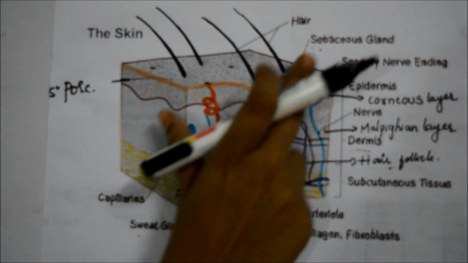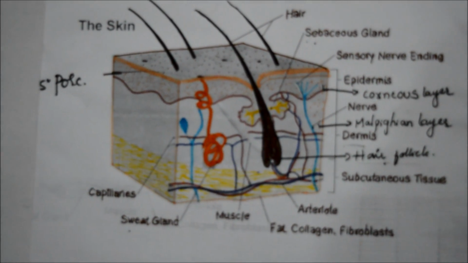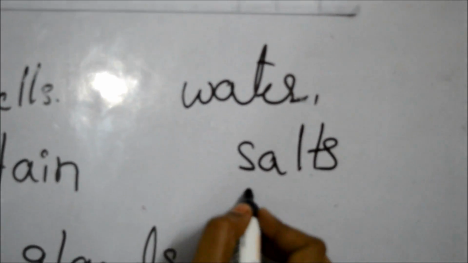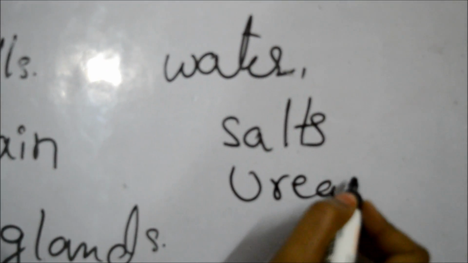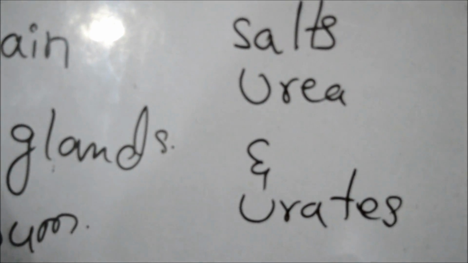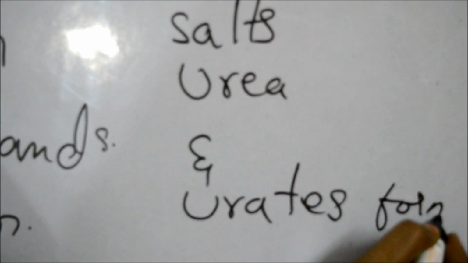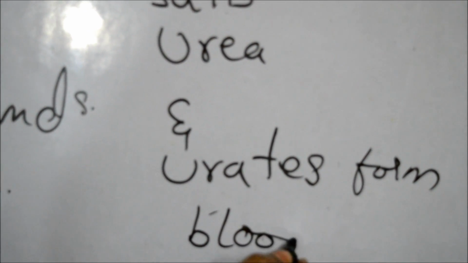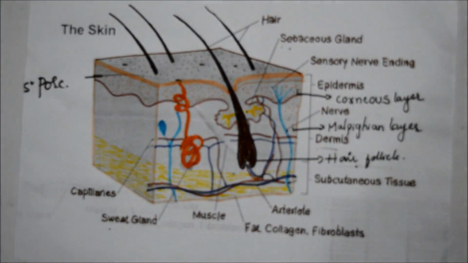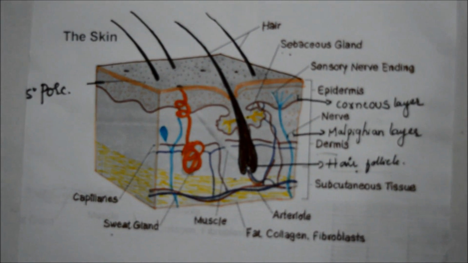These two types of glands also perform an excretory function. Sometimes they absorb excess water, salts, urea and urates from the blood. These substances are sent out in the form of sweat from the skin to outside the body. This is the major function of the skin.